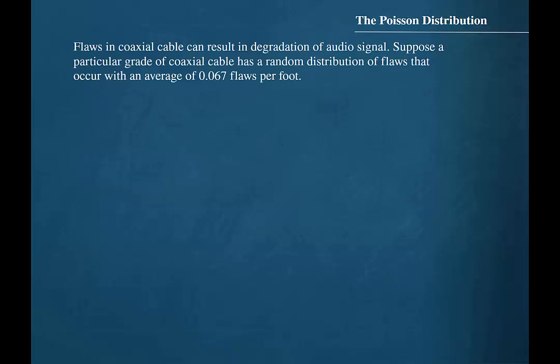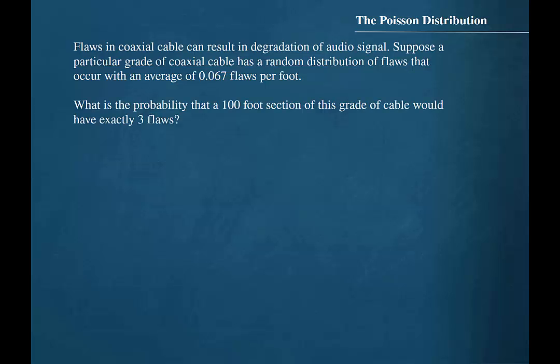Flaws in coaxial cable can result in degradation of audio signal. Suppose a particular grade of coaxial cable has a random distribution of flaws that occur with an average of 0.067 flaws per foot. What is the probability that a 100-foot section of this grade of cable would have exactly 3 flaws? We must first calculate the mean number of flaws over a 100-foot section. We would do this by multiplying 0.067 flaws per foot by 100 feet to wind up with a mean of 6.7 flaws per 100-foot section.